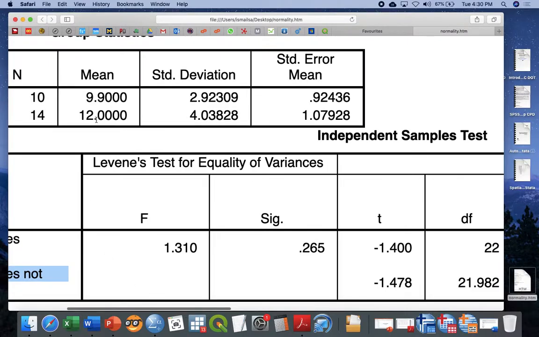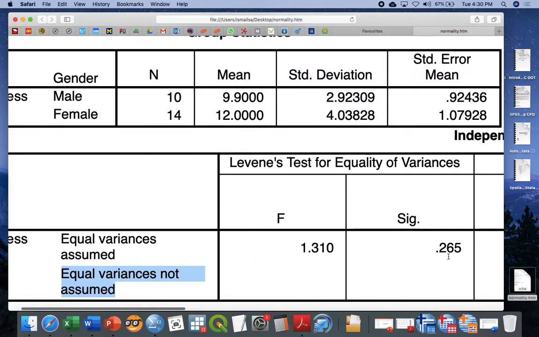Which row you choose depends on this table, Levene's test for equality of variance. If you see the significant value, 0.265, it's already more than 0.05. Therefore, you don't choose the lower row. That means you need to choose the first row. Based on this, do you choose the first row or second row? First row, because it's more than 0.05. Therefore, we assume that the variance is equal, or the variance is similar. Therefore, we need to choose the first row.